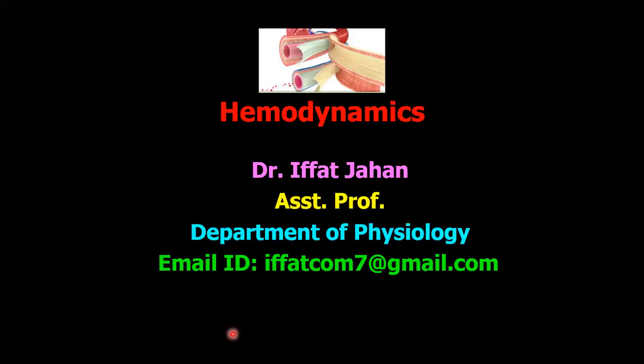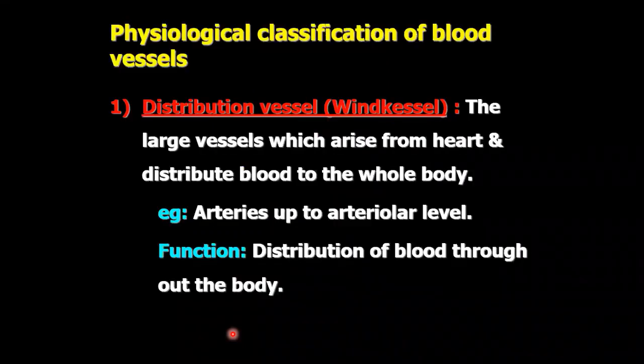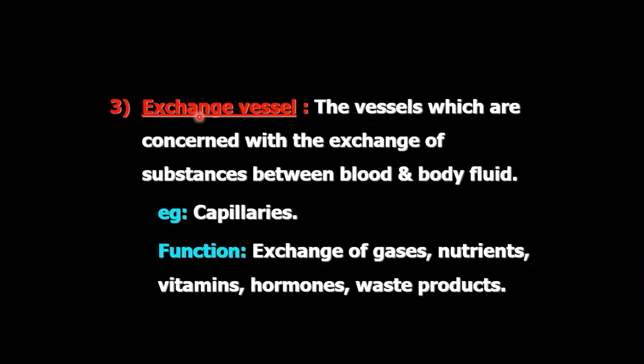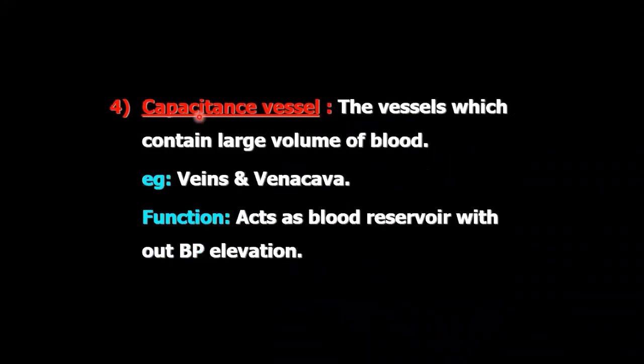Today my topic is hemodynamics. And before going to hemodynamics, I'm going to tell something about blood vessels. So, physiological classification of blood vessels. There are 4 types of blood vessel: distribution vessels, resistance vessels, exchange vessels, and capacitance vessels.